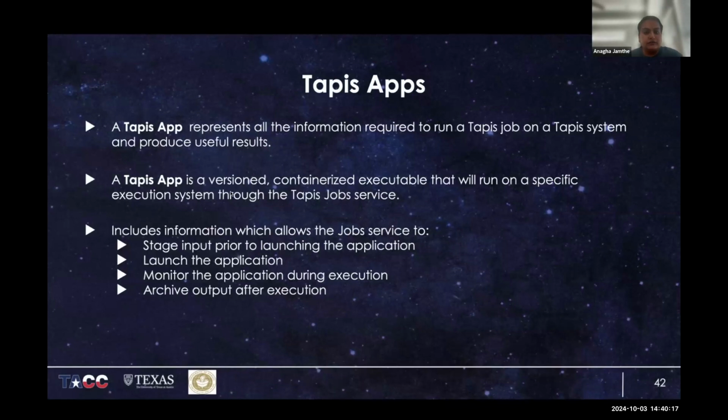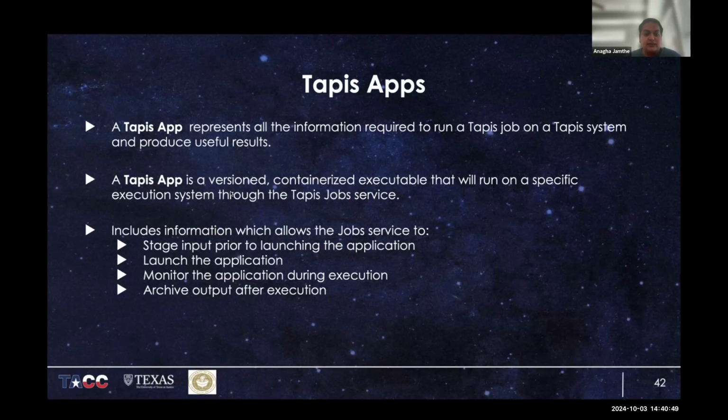Hello, welcome back everyone. So let's get started with the next part of this tutorial. For us to run any Tapis job, the first thing that we have to do is to create a Tapis application. And what exactly is a Tapis application? Basically it's a versioned and containerized executable that we can run on any execution system that has been registered through Tapis. And it contains all the information that is required to run a job.